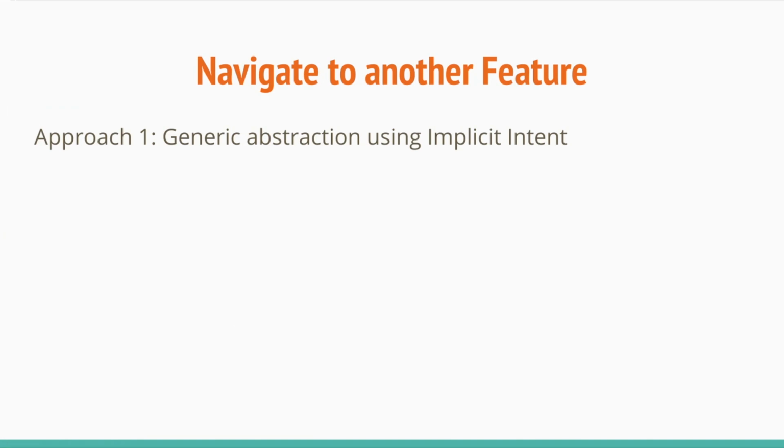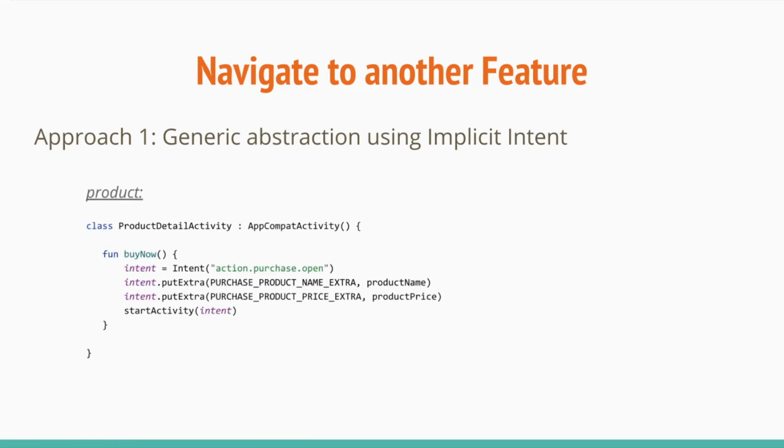So if we go ahead with this approach, how is it going to look? From the product module, in the product detail activity, whenever we click on buy now, we just need to create an intent and pass the action name. The same action name has to be there on the purchase activity. Then we pass some information, in this particular case the product name and product price, and we start the activity with this intent.